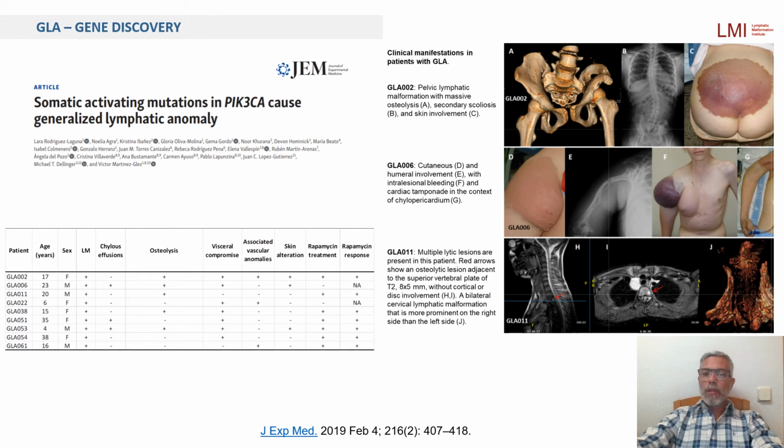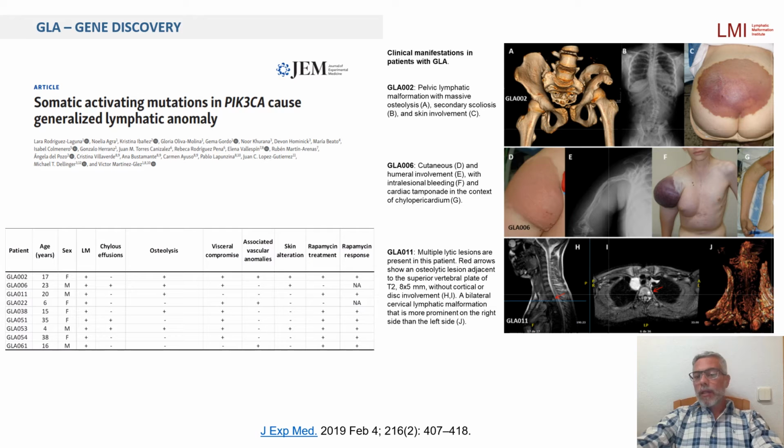In the work that we published in 2019 describing the genetic cause of GLA, we studied 9 patients with GLA. The clinical diagnosis was based mainly, but not only, on the presence of lymphatic malformations and lytic lesions in bone. You can see in the figure the presence of large lymphatic malformations, some with skin involvement, and in one of the patients, the lymphatic malformation in the humeral region even caused intralesional hemorrhage.